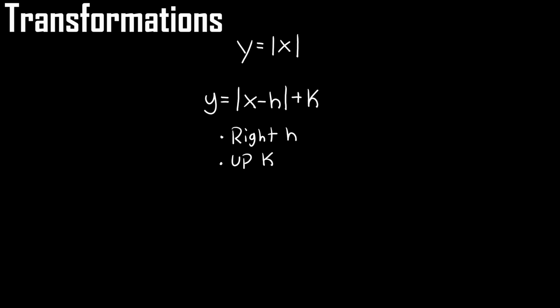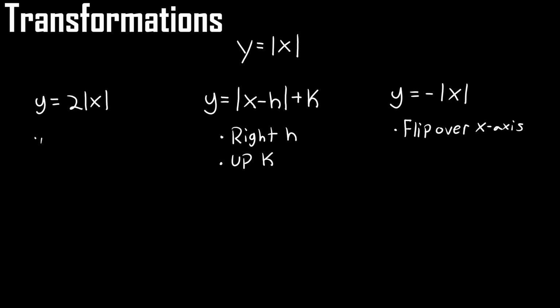Now we can flip the graph over the x-axis by doing y equals the negative absolute value of x, right? And this will flip over the x-axis. And we could, let's say, make it steeper by multiplying the absolute value of x. So there are some of the transformations you can do.